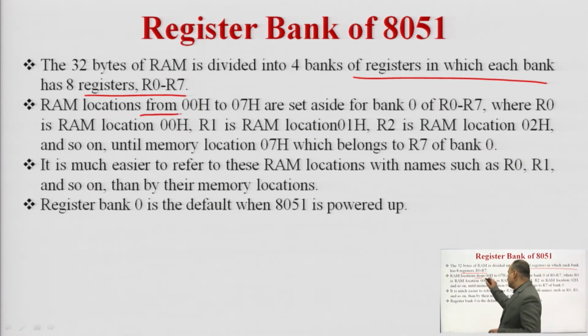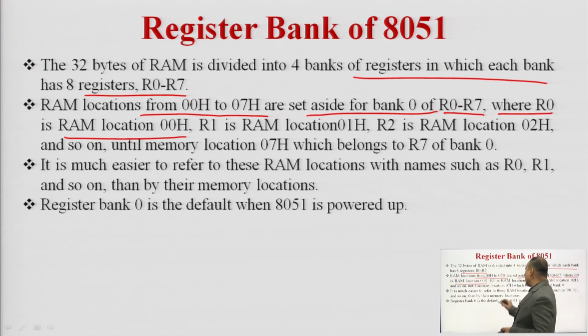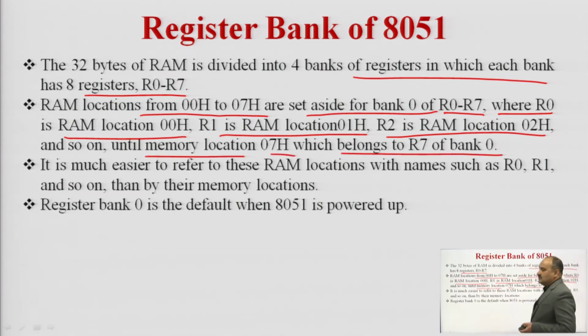RAM locations from 00H to 07H are set aside for bank 0 of R0 to R7, where R0 is RAM location 00H, R1 is RAM location 01H, R2 is RAM location 02H, and so on until memory location 07H, which belongs to R7 of bank 0. So, register bank 0 lies between 00H and 07H, where 00H is the register R0 of bank 0 and 07H is register R7 of bank 0.